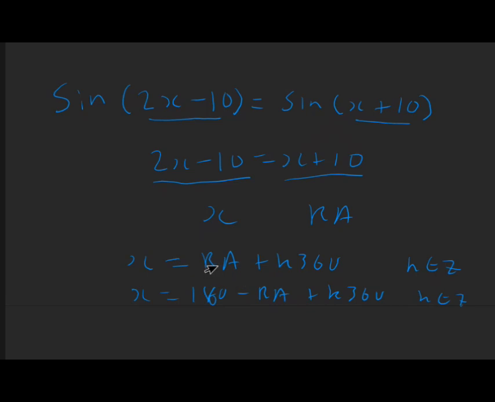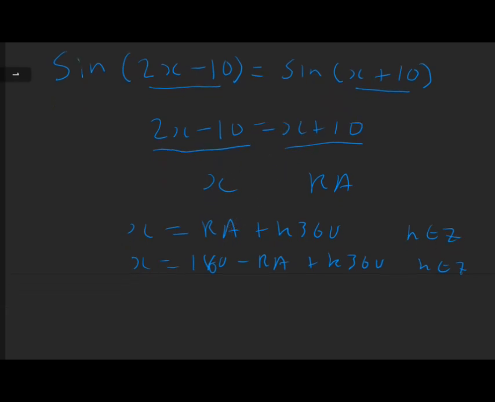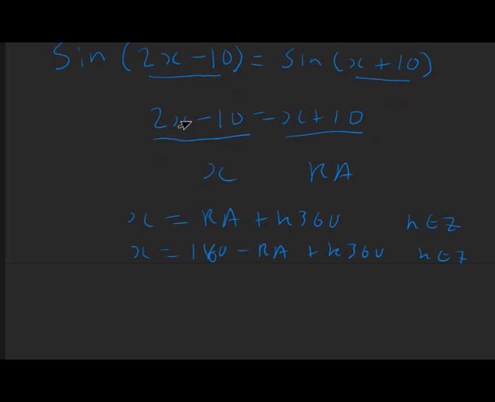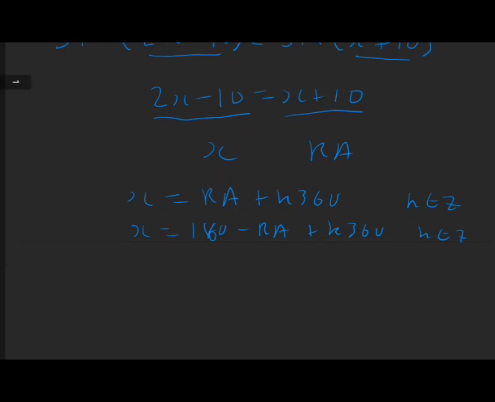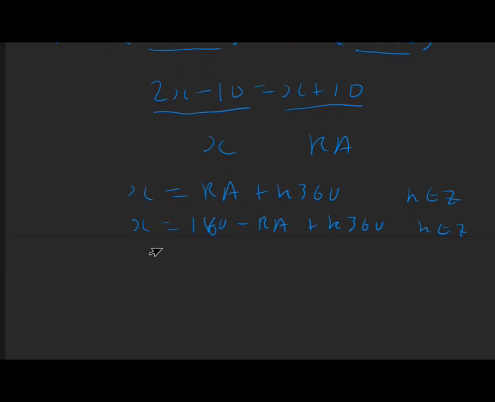So what you'll do is that whatever is on the left hand side, you'll take it as x, and whatever is on the right hand side, you'll take it as reference angle. Notice that this is on the left hand side, so we're going to take it as x. Let's do the first formula first. So x is going to be 2x minus 10, and your reference angle is what was on the right hand side, which is x plus 10. So we're going to have x plus 10 plus k360, and k is an element of integers.